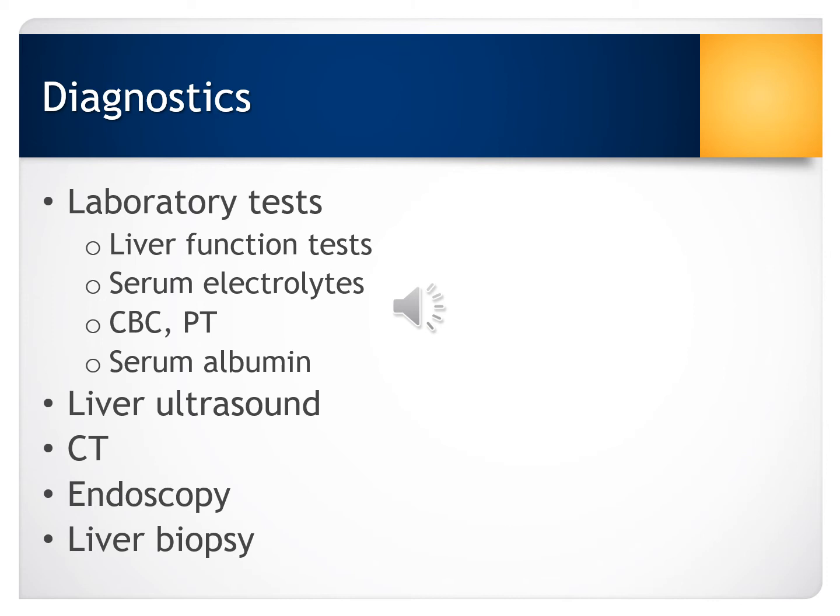You'll be evaluating the patient's hemoglobin and hematocrit. Prothrombin time may be prolonged. Serum albumin and protein levels will be decreased, and bilirubin and globulin levels will be increased. Liver ultrasounds, CAT scans, endoscopy, and liver biopsies are all done to determine the severity of the cirrhosis.